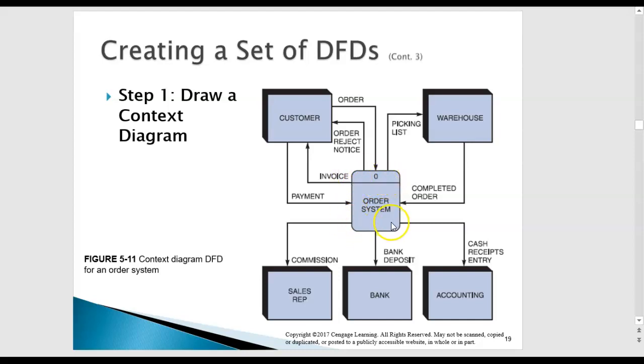We're creating an order system, and the order system is taking inputs and giving out data output to external entities like the warehouse, where orders are coming in from, the customer, who is placing the orders, and they're being invoiced, or they're making their payments. You have the sales rep, who is getting the commission from the order system, a bank deposit, and accounting gets cash receipts entries. So this is a very high level view of the system. And in the next step, we're going to talk about breaking this system down or exploding the system into sub-processes.